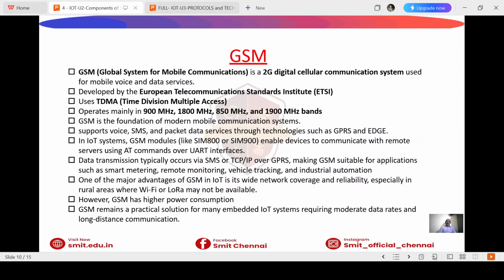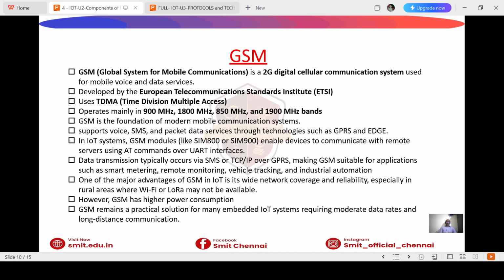Universal Asynchronous interface only it uses. Data transmission typically occurs via SMS or TCP/IP over the GPRS system, making GSM suitable for applications such as smart metering, remote monitoring, vehicle tracking, and industrial automation.